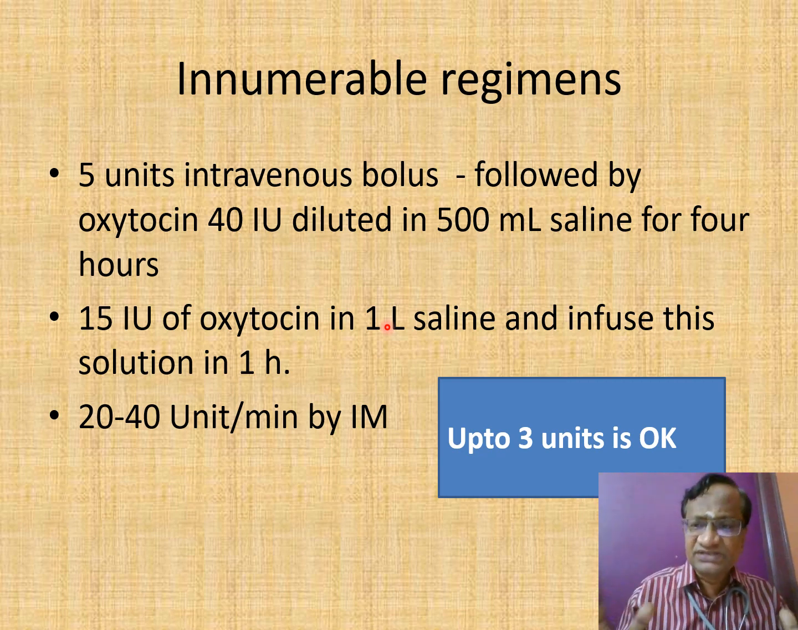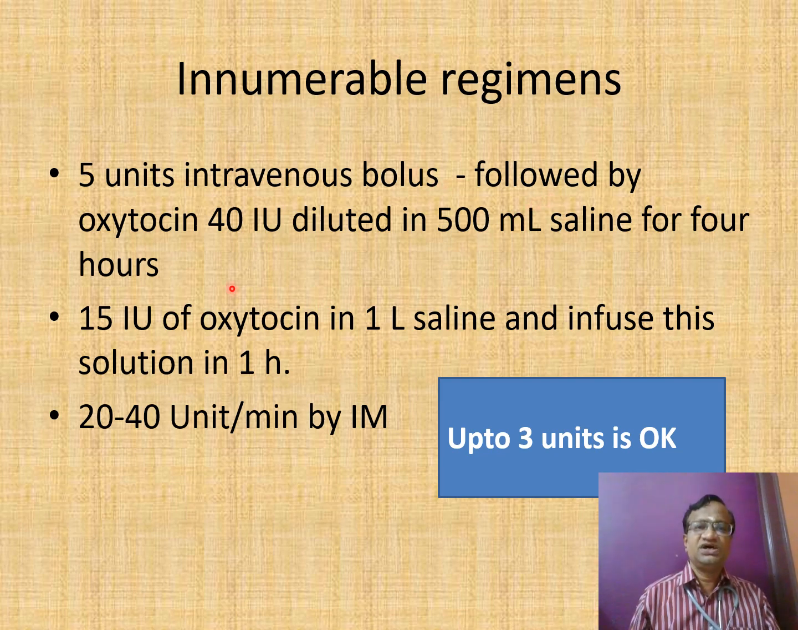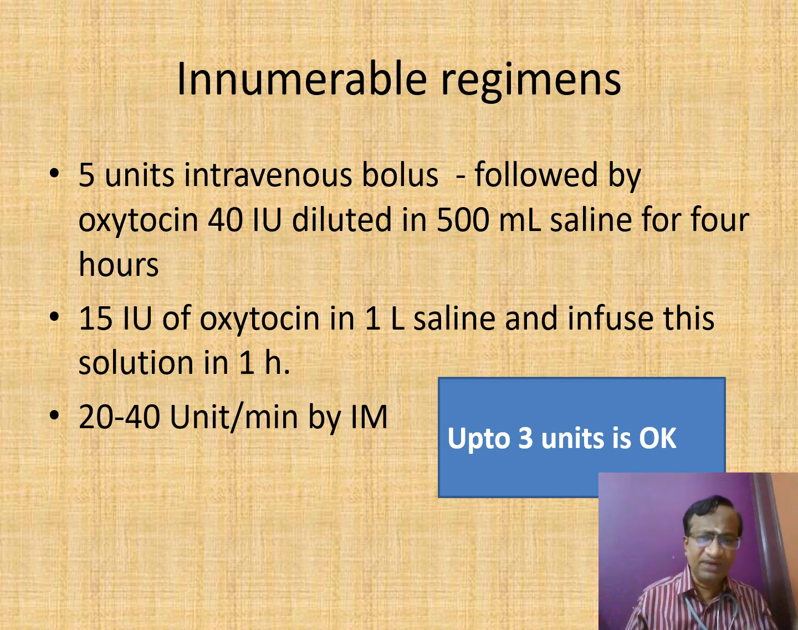There are innumerable regimens, as many as there are anesthetists. Everyone gives their own way. One is a 5 units intravenous bolus followed by 40 units diluted in 500 ml saline over 4 hours. Another is 15 units in 1 liter saline infused over 1 hour. Another is 20 units followed by IM. There is even a recent article in the Indian Journal of Anesthesia that says 3 units IV is enough, based on the hemorrhagic sequelae they found. There are innumerable regimens.